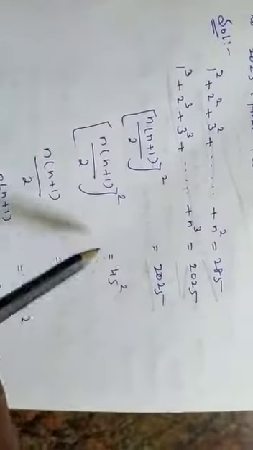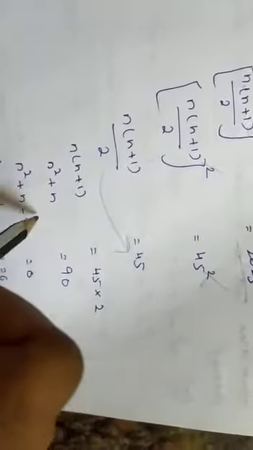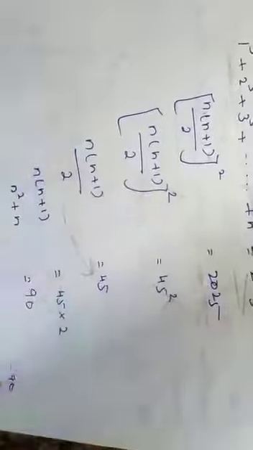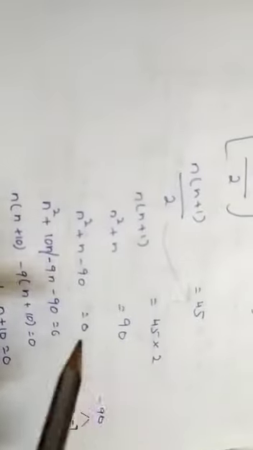Okay, so then cancel the square and square. You can cancel. Okay, so n into n plus 1 divided by 2 equal 45. This 2 will go this side and will become n square plus n equal to 90. So this 90 will come this side and will become minus 90 equal to 0. Then if you separate this, you will get n square plus 10n minus 9n minus 90 equal to 0.